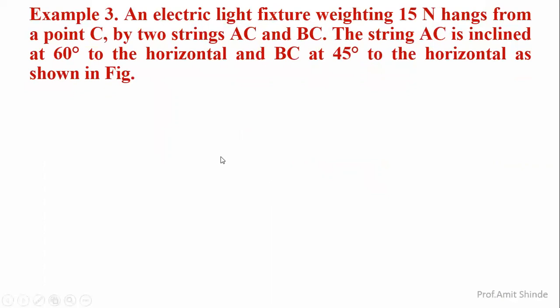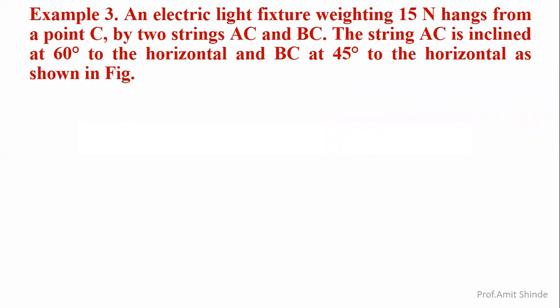An electric light fixture weighing 15 Newton hangs from the point C by the strings AC and BC. The string AC is inclined at 60 degrees to the horizontal and BC at 45 degrees to the horizontal, as shown in the figure.